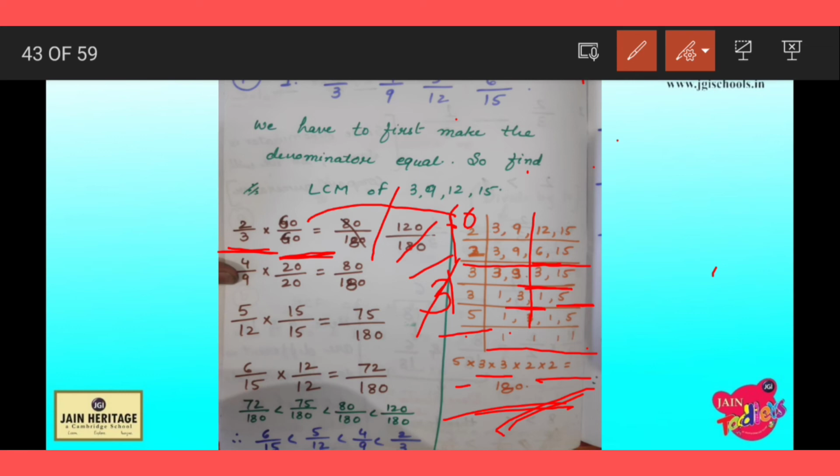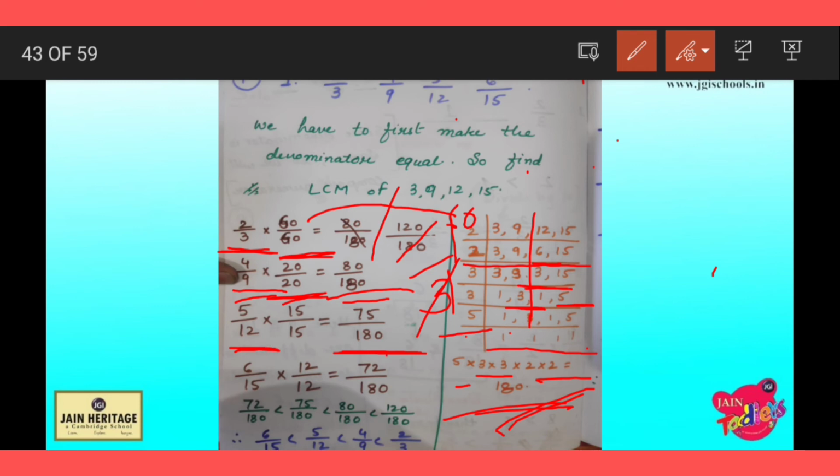Now what is next? 4 by 9. So 180 is the required denominator. Okay. So by what number will you multiply? You have to first divide 180 by 9. What did you get? 20? Yes, 180 by 9 is 20. So you have to multiply the numerator and denominator by 20. What will you get here? 80 by 180. Similarly, 5 by 12. You have to divide this 180 by 12. Okay. What will you get here now?